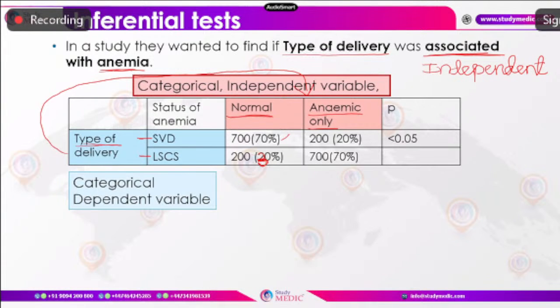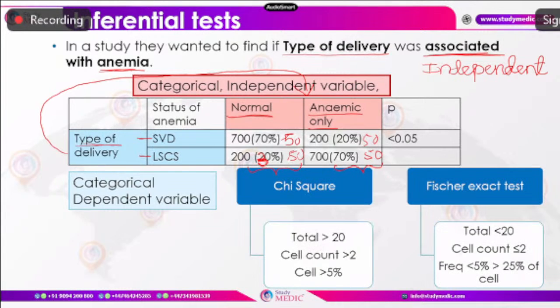Now this is the observed frequency. What is the expected frequency? Suppose the expected frequency was 50-50. Now if you want to find out, is there a difference in this observed frequency versus the expected frequency? That is another condition. Then also we can do this test. So we do what is called the chi-square test.